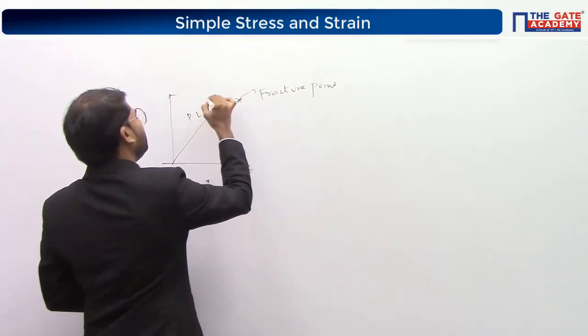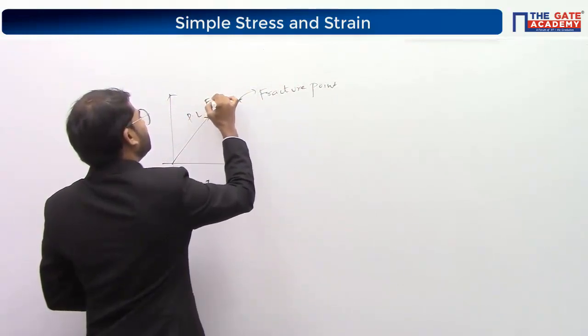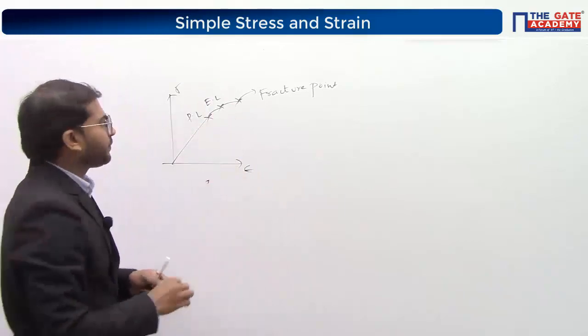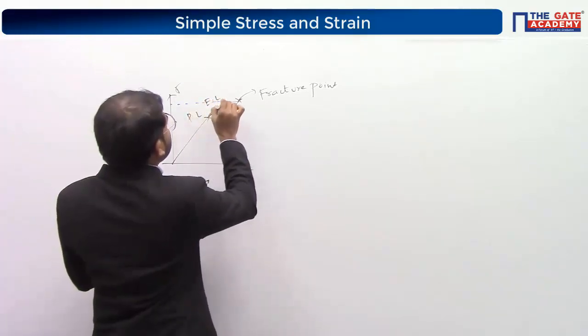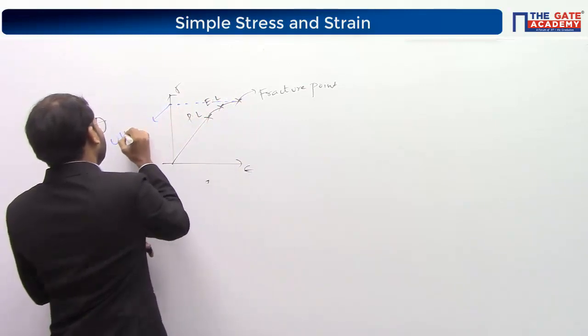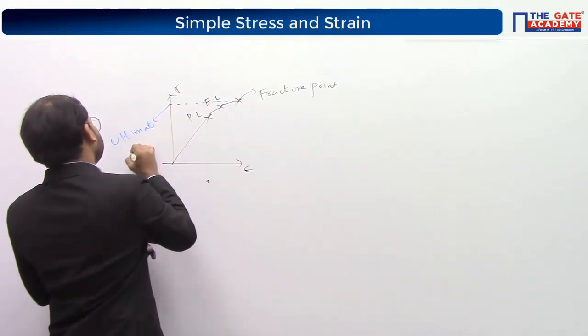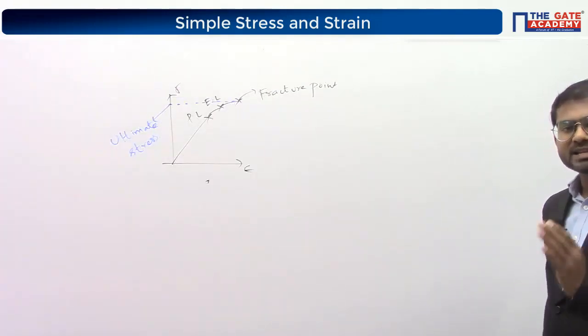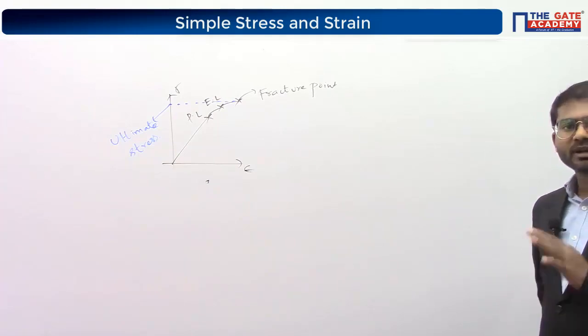So this is the proportional limit, this is the elastic limit, and there is a fracture point. Here we see the highest value of stress the metal can take is the fracture point. So this can also be given the name ultimate stress. Okay. So you will not have a plastic region in a brittle material.